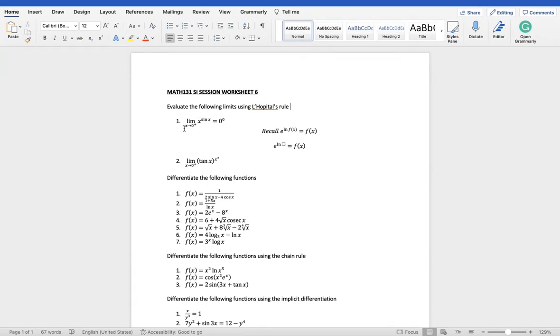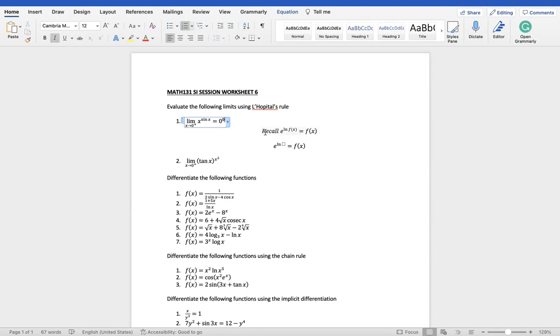And the first problem that we'll look at is one here, which is asking us to find the limit as x tends to 0 from the positive side of x to the sine x using L'Hopital's rule. Now, as we substitute in the value of x, which is 0, we find that we have the indeterminate form 0 to the 0, right?